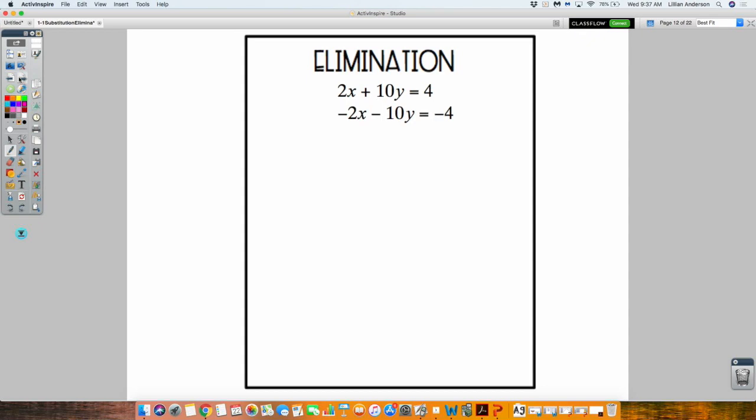Okay? So I'm just going to go ahead and just get rid of it. Because they do. They eliminate. Cancel each other out. But then when I look at my y's, 10y minus 10y is what? It cancels out, right? Now when things cancel out, does that leave me with a 1 or does that leave me with a 0? Actually leaves me with a 0. Because if I do 2x minus 2x, that's 0, right?